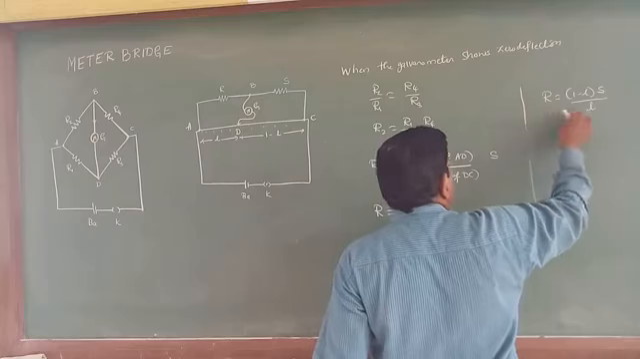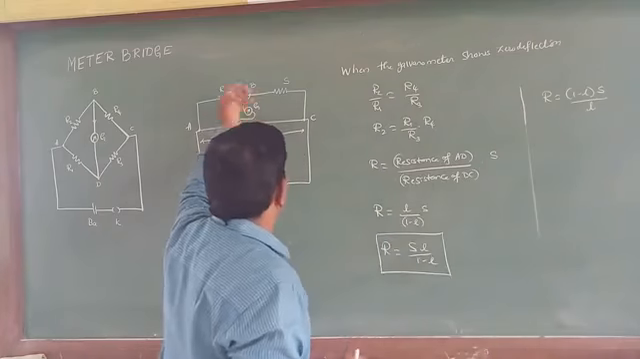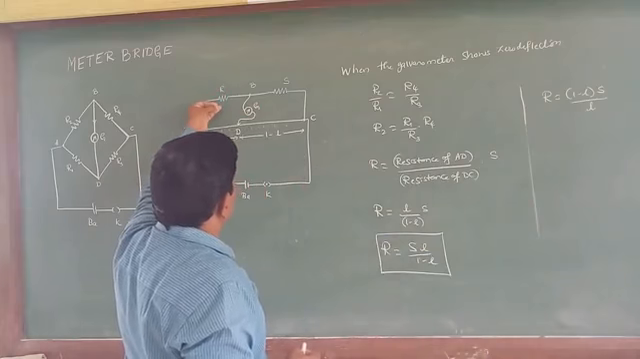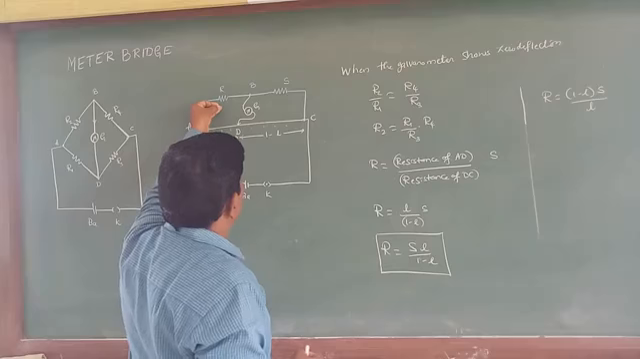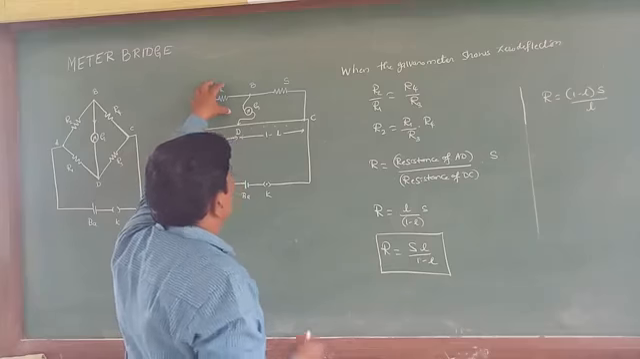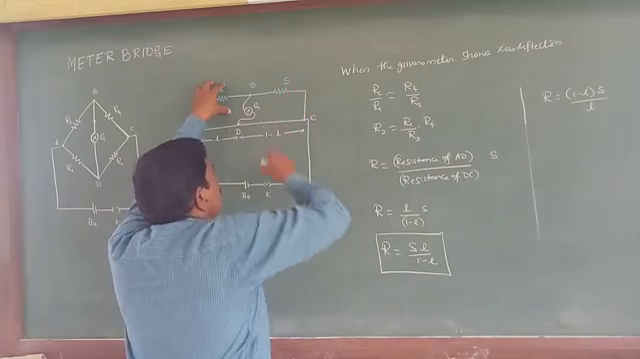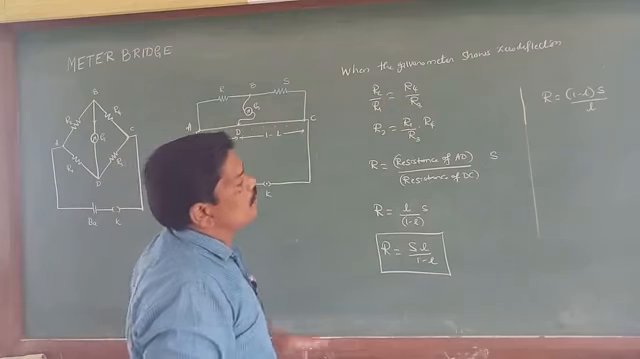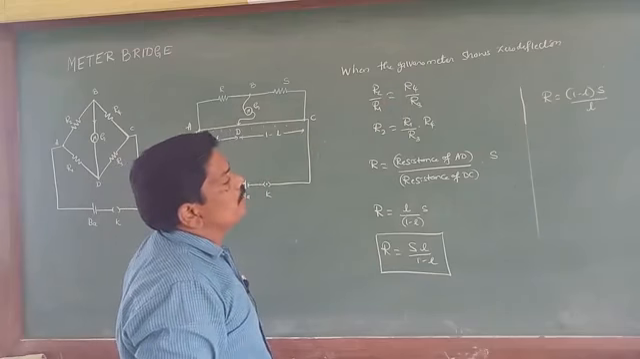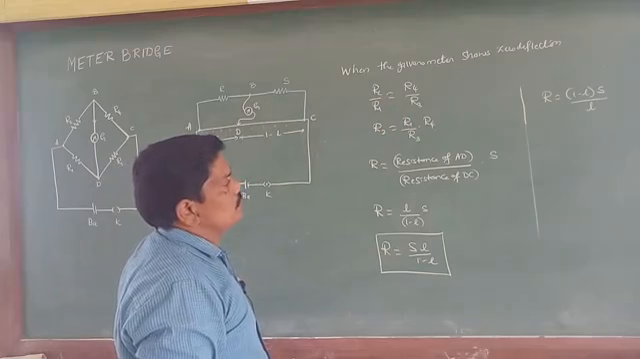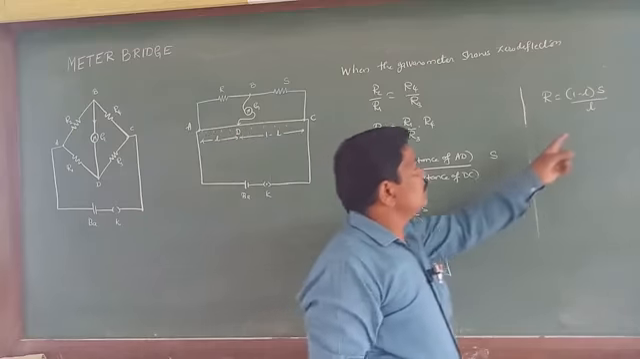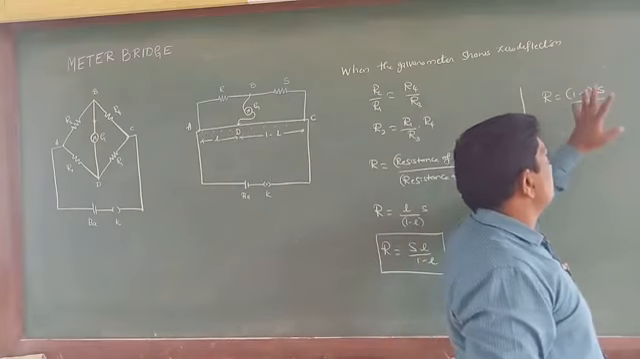Remember, if you interchange these two, it means that if you connect the standard resistance in the left gap of the meter bridge and the unknown resistance in the right gap, then we can write R equal to 1 minus L divided by L into S. And here L must be in meters.